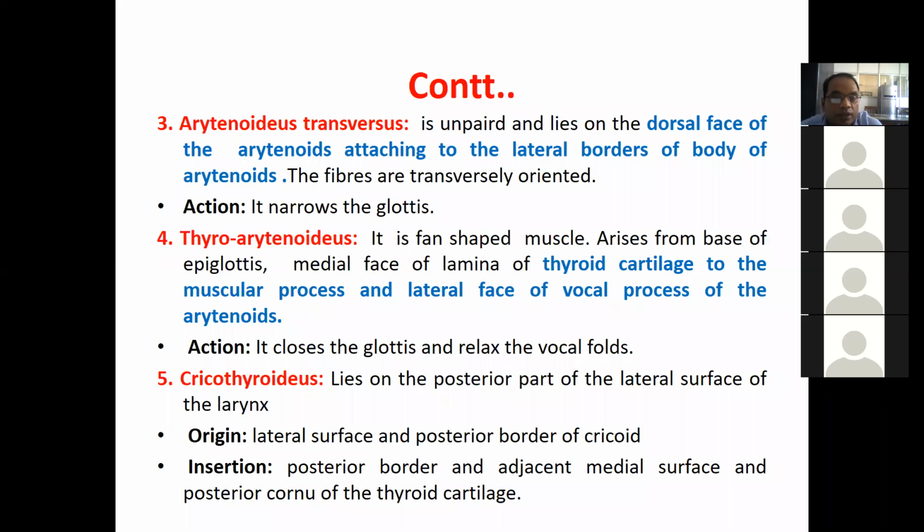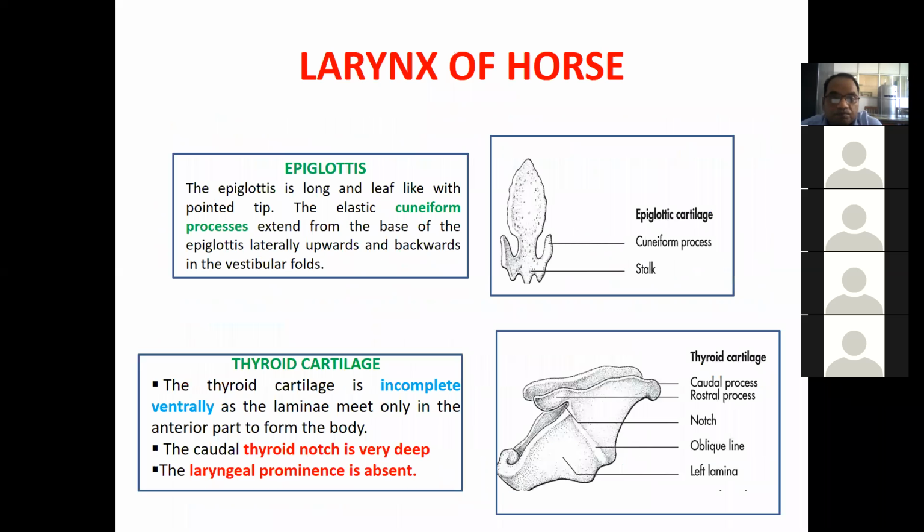That plays an important role in sound production. Now, if we talk about the larynx of the horse, here also there are four types of cartilage, that is the epiglottis, but with some differentiation from that of the ox. Here the epiglottis is long and also leaf-like, but the differentiating point is that the base of this epiglottis has a cuneiform process. This is the cuneiform process, the elastic cuneiform process extending from the base of the epiglottis.